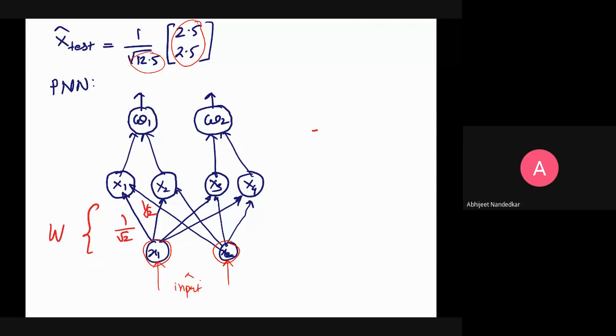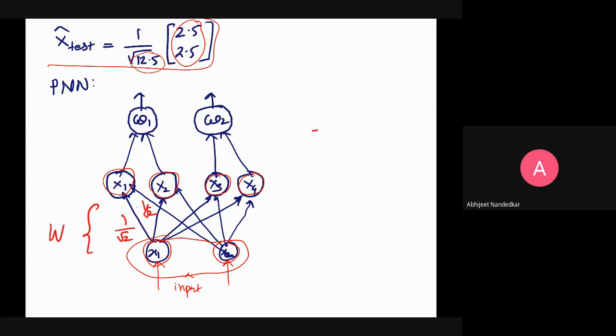That should be normalized. So we are done with this step. Now there are 4 training patterns given to us, so we will create 4 nodes here. Each node is x1, x2, x3, x4. Due to these 4 patterns, we are creating 4 nodes. Now each node will receive these 2 inputs.